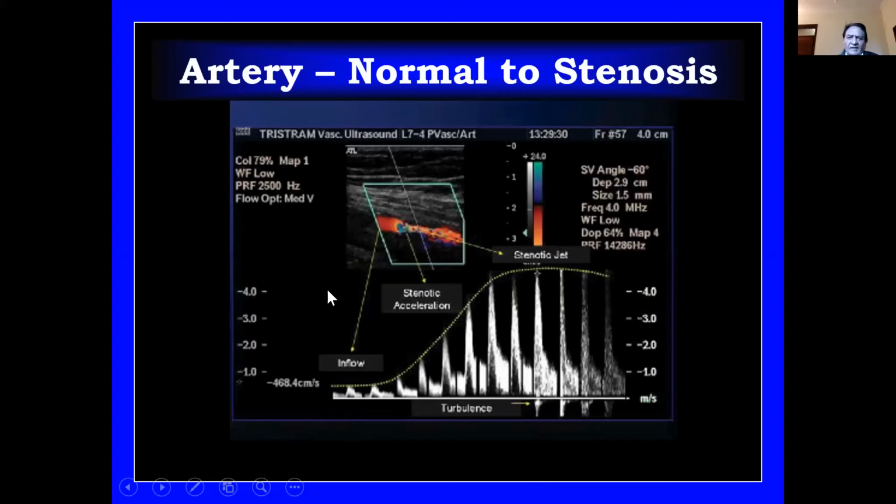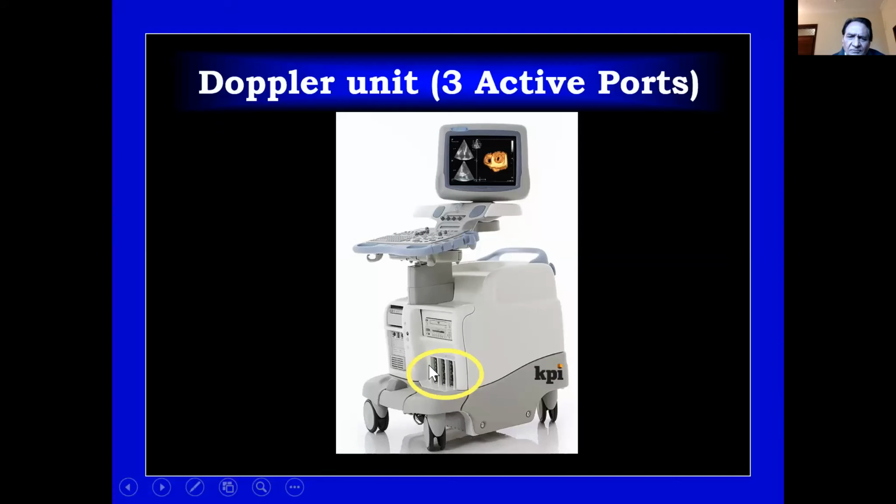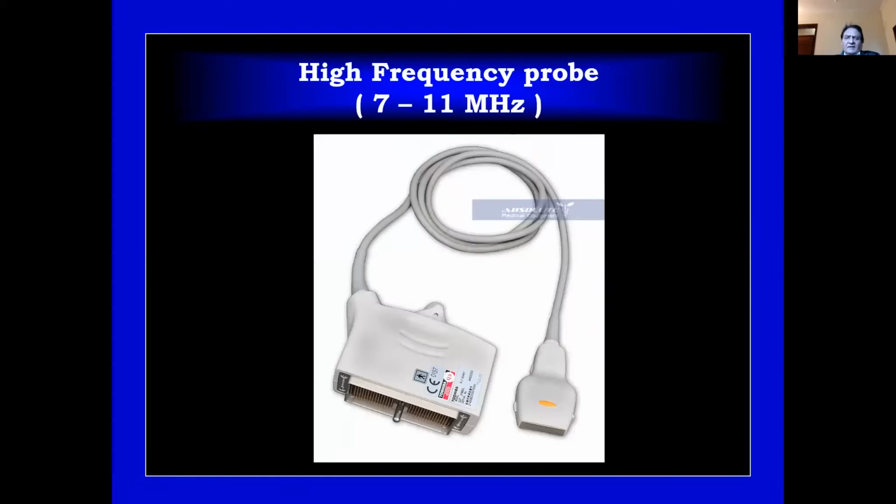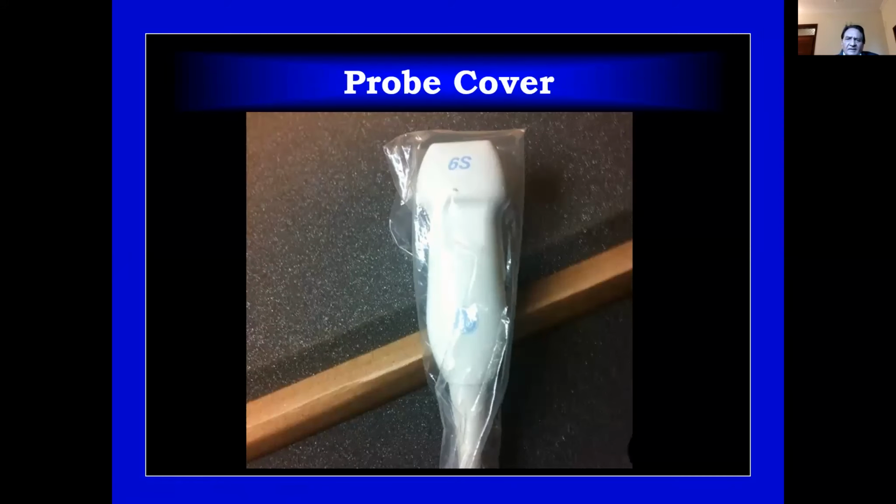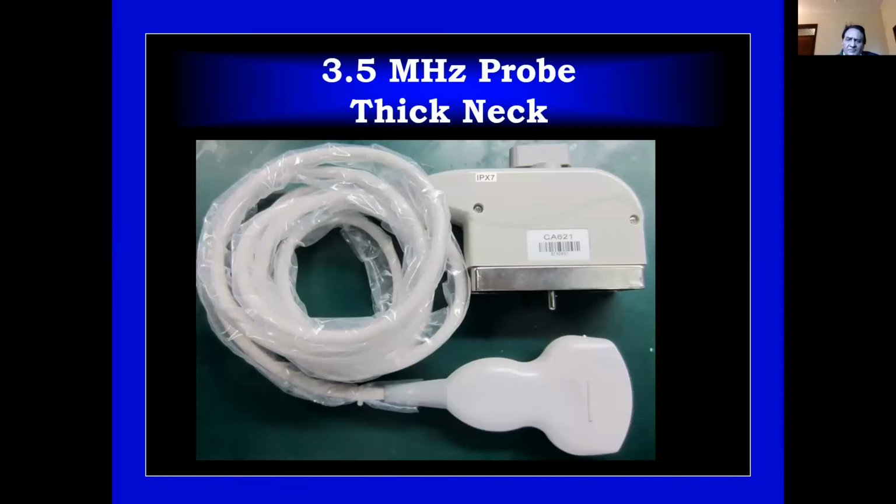The equipment which we are using is color Doppler machines of various qualities and varieties. When you buy a color Doppler machine along with grayscale, try to purchase one with 3 active ports, because you don't have to unplug one probe and put the other one in. So buy with the 3 active ports. This is a high frequency transducer which I'm using, 7 to 11 megahertz. When there's infection in the patient or some skin problems, cover the probe. And in people with a thick neck, we use a convex probe, but the image resolution is not as good as in the linear high frequency probe.